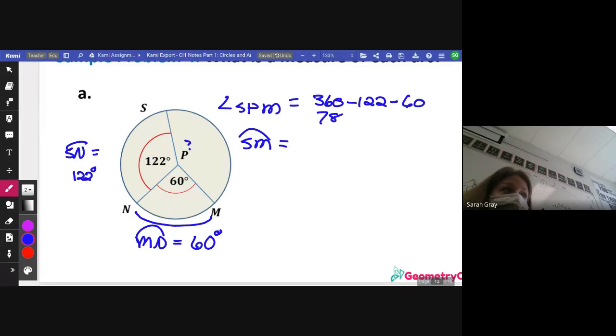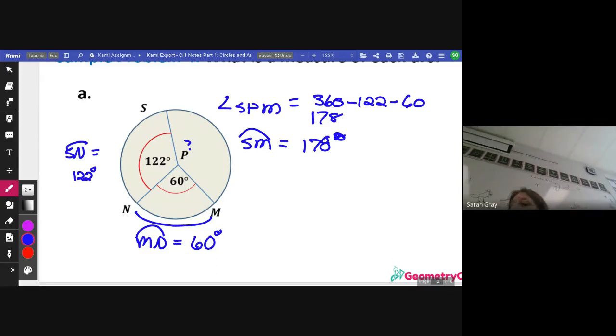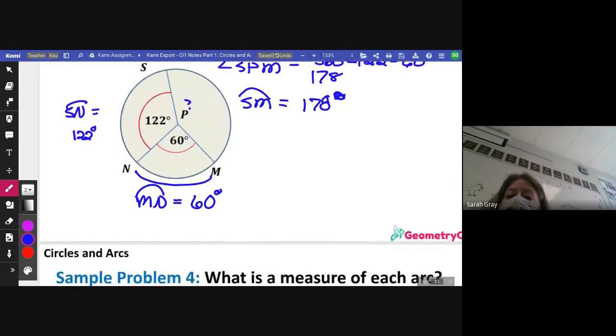Ella's typing it in for me. 178? Yeah. Okay. Yeah, that looks better. So the measure of our arc is then 178 degrees. So 122 plus 60 plus 178 goes all the way around, adds up to 360. That's the relationship between central angle, coming out of the center, and arc measure.